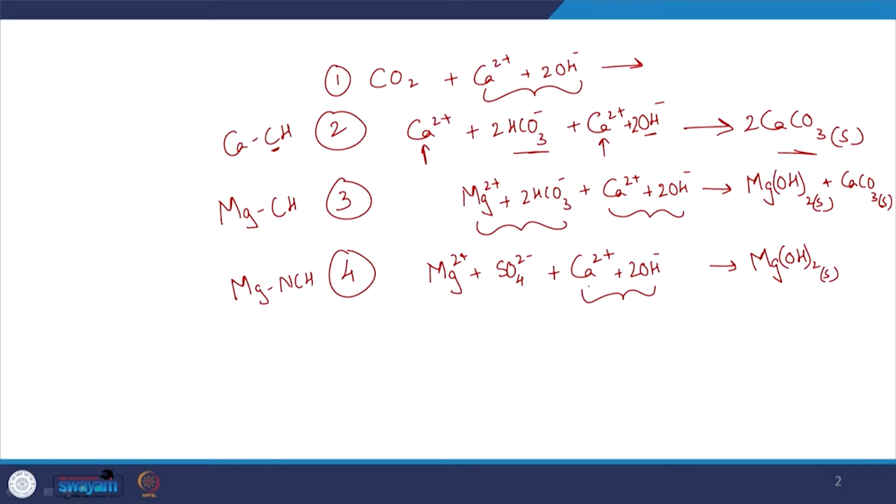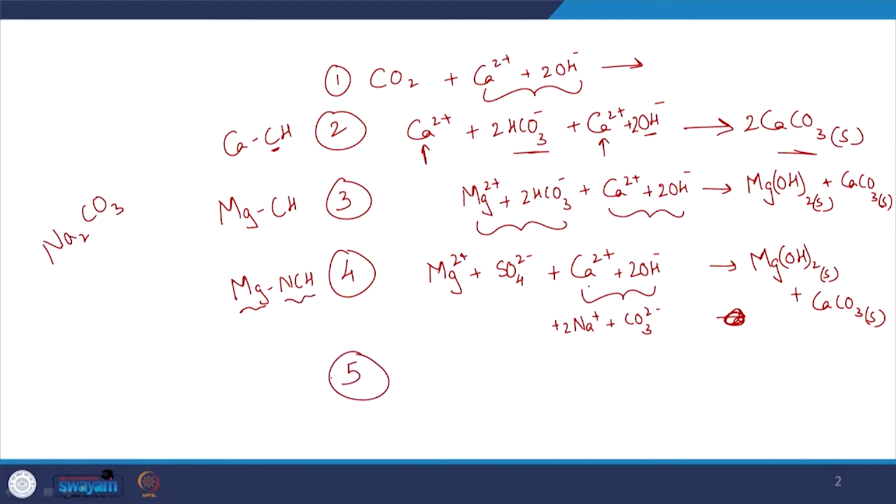But what about the calcium that I added here? For that I will have to add a source of CO3 2-. What is the source of CO3 2- that we are adding? That is the soda ash, Na2CO3. So, if I add that, I will then also have a source of CO3 2-, and then the calcium that comes with lime will also precipitate out. This is because the magnesium is associated with non-carbonate hardness.